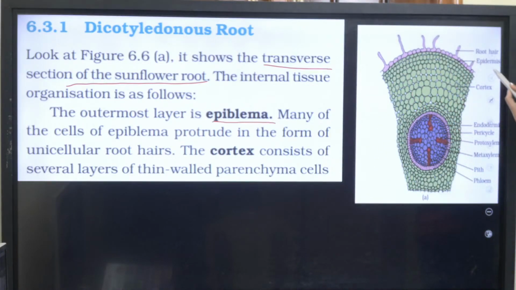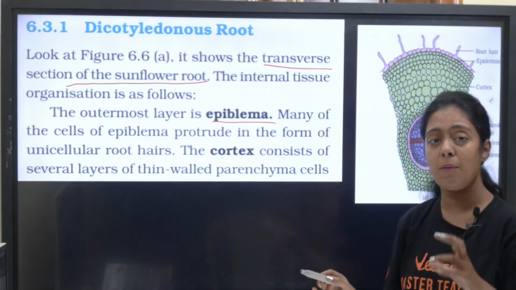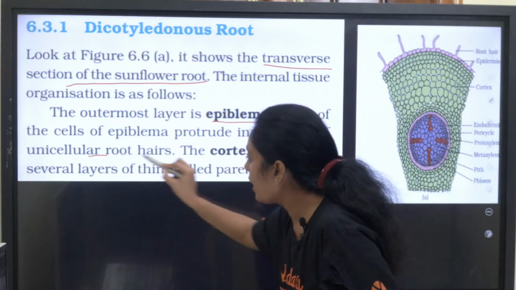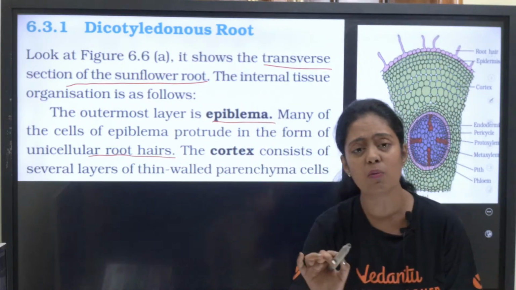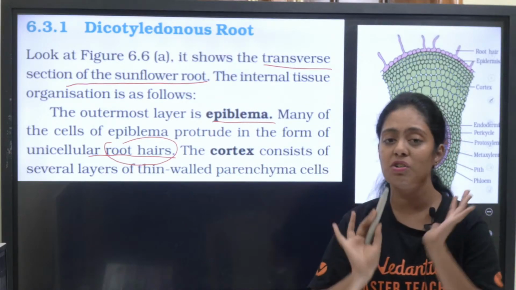Here you can see this pink color. They are all made up of a single layer of cells, and in this epiblemma you have unicellular root hairs. Can anyone watching the live tell me what is the function of root hair?